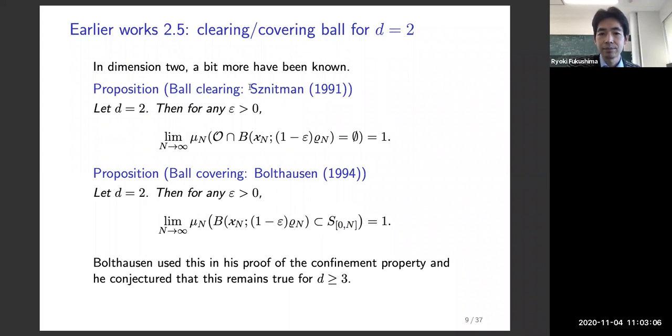For Schnittmann, it was a corollary to his analysis, but for Bolthausen, this proposition is actually quite important, because Bolthausen used this ball covering as a first step for his proof of confinement. He proves that the ball is covered, and then by using that fact, he proves that the random walk doesn't go out. So for him, this proposition is a key step in the proof. And this is the point where his proof doesn't work in higher dimensions. Therefore he left it as a conjecture that this remains true for dimension greater than or equal to 3.